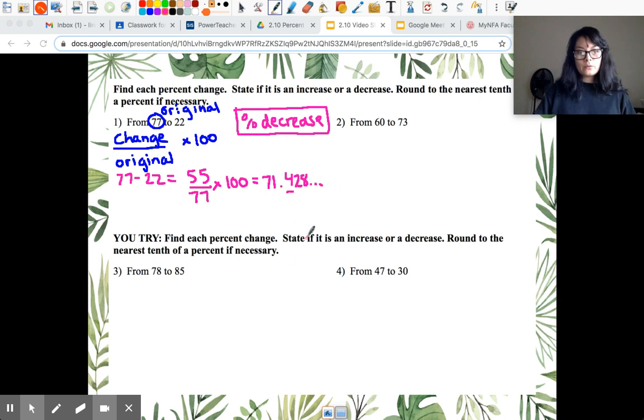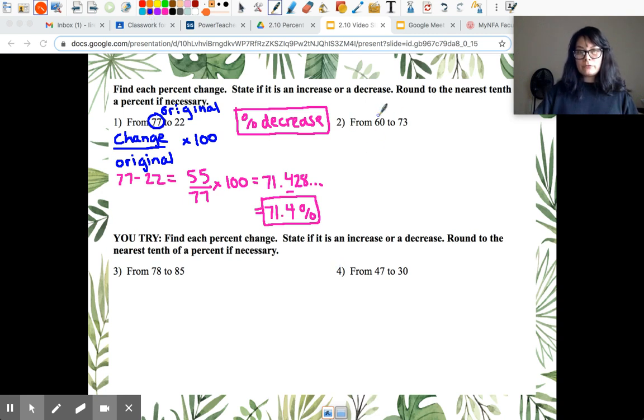So I'm going to round to the nearest tenth. So I'm looking at the 4, the number next door, which is a 2, tells me to leave that for a 4. So here's my percent change, and it's a percent decrease.